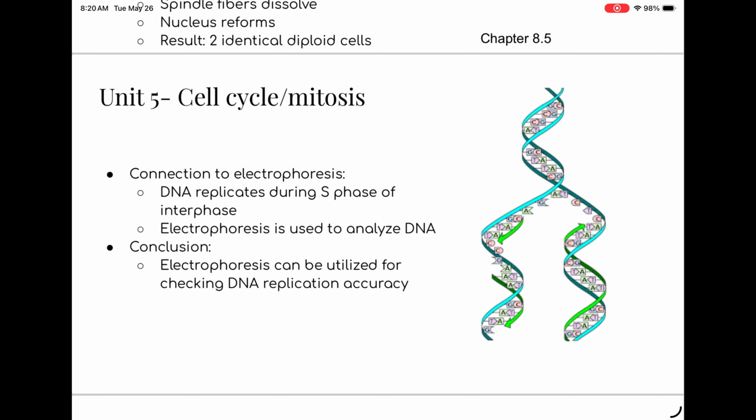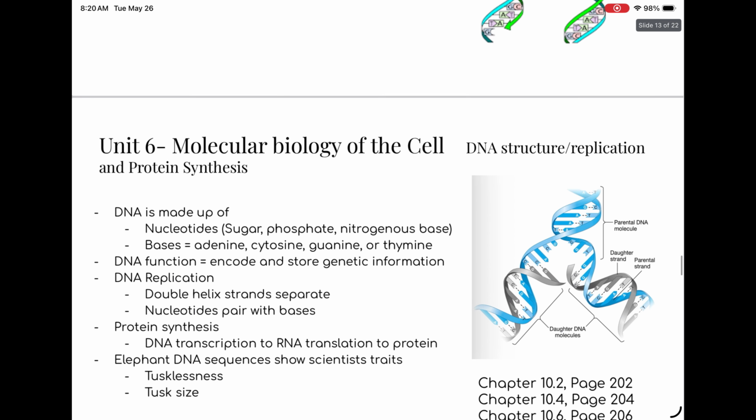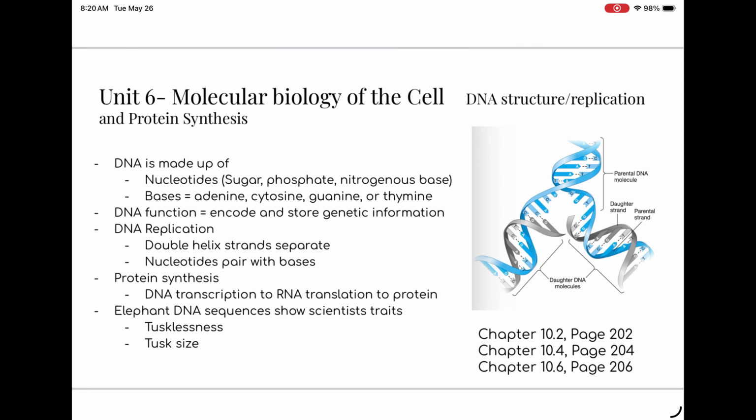Unit 6, molecular biology of the cell and protein synthesis. The DNA is made up of nucleotides, which, as said in Unit 2 before, are made up of sugar, phosphate, and a nitrogenous base. There are 4 options for the base: adenine, cytosine, guanine, or thymine. The DNA function is to encode and store genetic information.